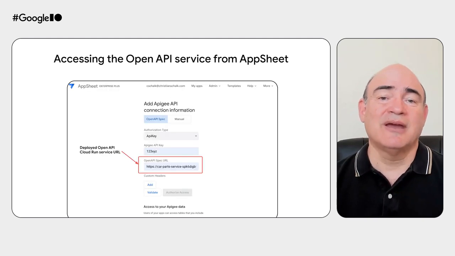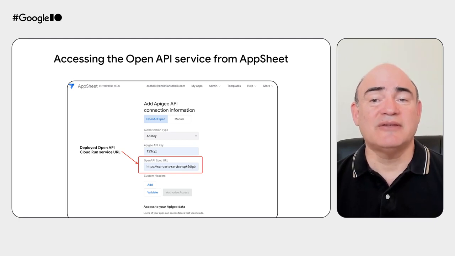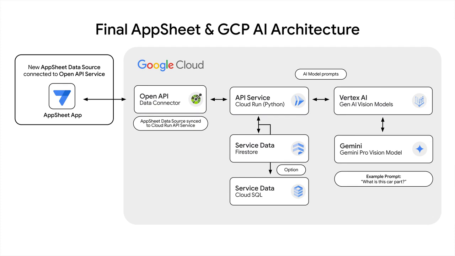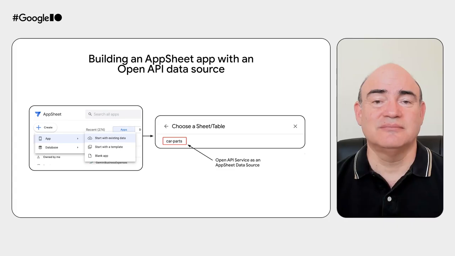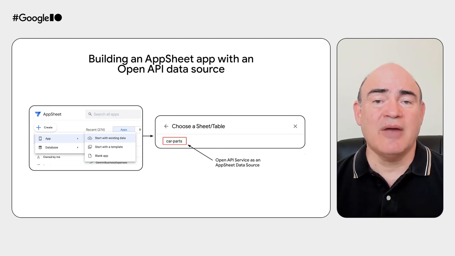As an OpenAPI service, AppSheet will then be able to connect to it as a data source. To access your OpenAPI service from AppSheet, a new data source in AppSheet can be created with the service's URL. And once the data source connection is created in AppSheet, you can then create an AppSheet app with it serving as a back-end data source. Similar to other data sources used with AppSheet, we'll create a new app with existing data.